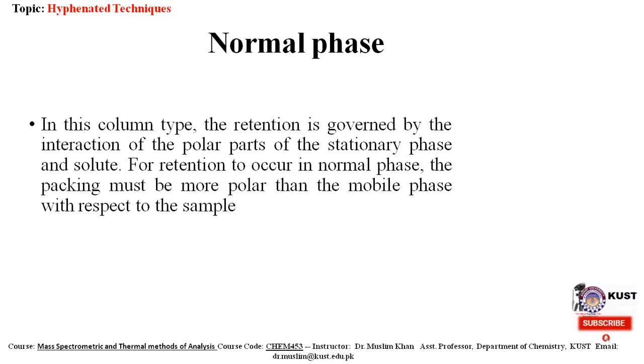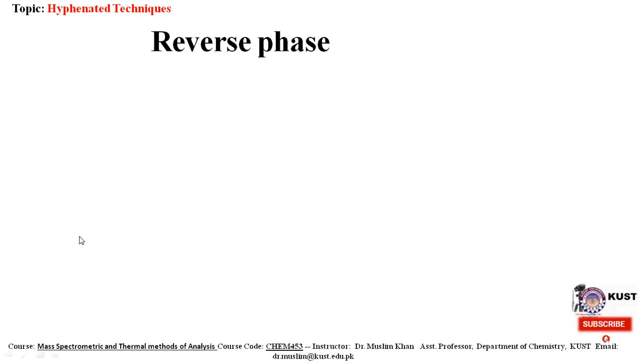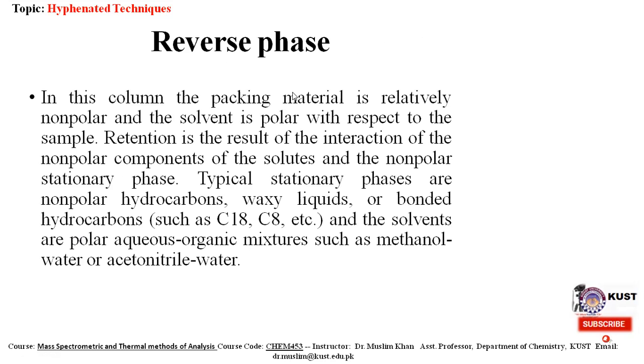In this column, the retention is governed by the interaction of the polar part of the stationary phase and the solute. For retention to occur in normal phase, the stationary phase must be more polar than the mobile phase with respect to the sample. While in reverse phase chromatography, this is reversed: the stationary phase must be less polar. So in this column, the packing material is relatively non-polar and the solvent is polar with respect to the sample.